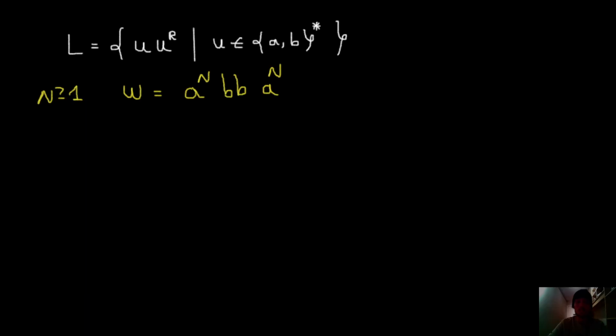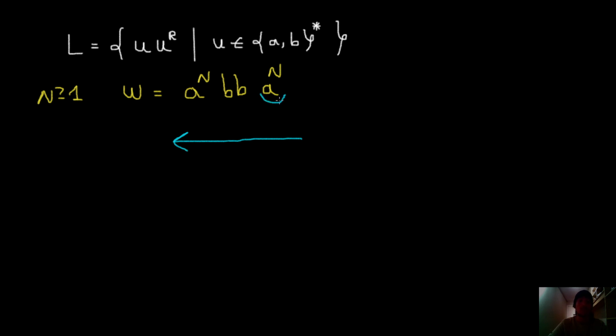So does this word belong to the language? The answer is yes, because this word is a palindrome word. It is the same if we read it forwards as if we read it backwards. We have here n values of a, then we have 2 values of b, and then n values of a. Again, if we read it from right to left, we have the same.